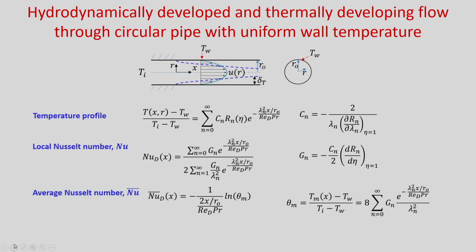Finally, we got this temperature profile where Cn is given by this expression, and the local Nusselt number we have derived like this, where Gn is equal to minus Cn by 2, Rn derivative drn by d eta at eta equal to 1. We have also derived the average Nusselt number. This is the expression where theta m is the non-dimensional mean temperature, Tm minus Tw divided by Ti minus Tw, with this expression.